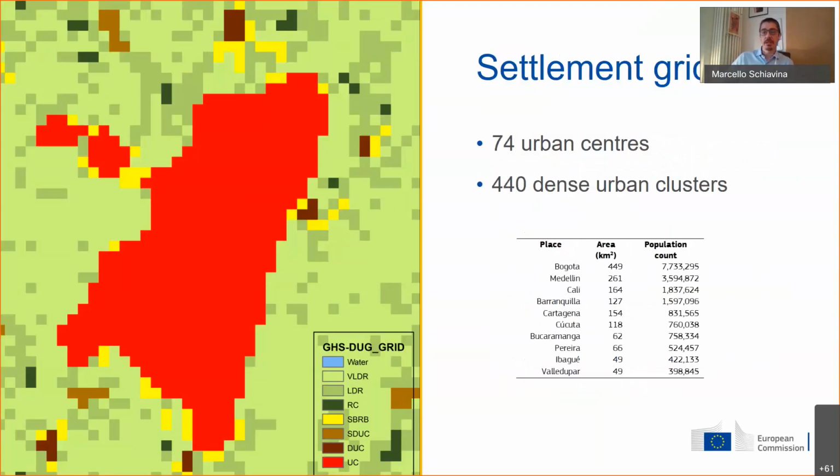With the settlement grid, the GHS DAG identifies also settlement entities. That means a cluster of adjacent pixels that belong to the same classification, adjacent according to the 4 or 8 connectivity of the class. And for Colombia, it identifies 74 urban centers and 440 dense urban clusters. Here I report the list of the 10 most populated urban centers. I don't go into details, but you can have a look later if you are interested by downloading the presentation, that I think should be shared if I'm not wrong.